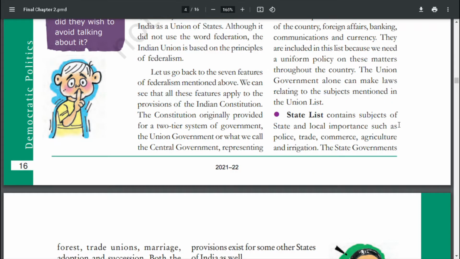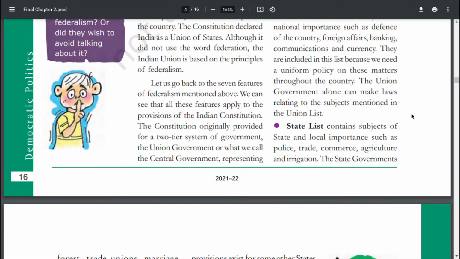Second, the State List. The State List contains subjects of state and local importance such as police, trade, commerce, agriculture, and irrigation. The state governments alone can make laws relating to the subjects mentioned in the State List. Third, the Concurrent List. The Concurrent List includes subjects of common interest to both the Union government as well as the state governments, such as education, forest, trade unions, marriage, adoption, and succession. Both the Union as well as the state governments can make laws on the subjects mentioned in this list. If their laws conflict with each other, the law made by the Union government will prevail.